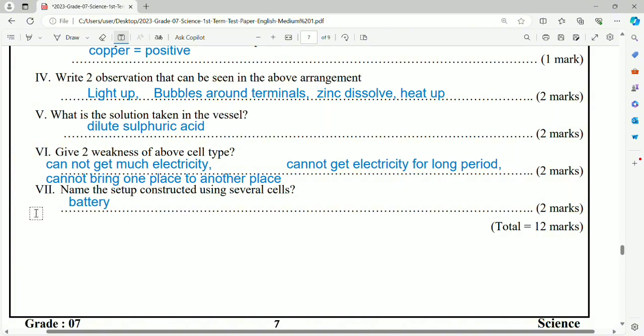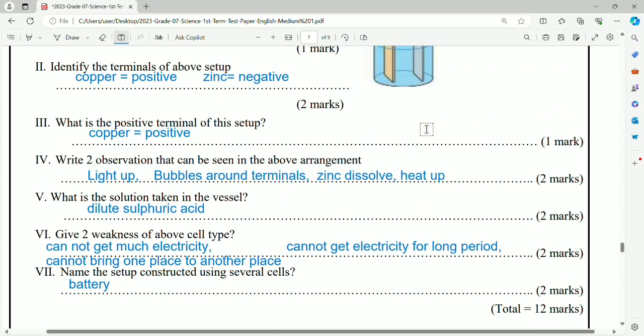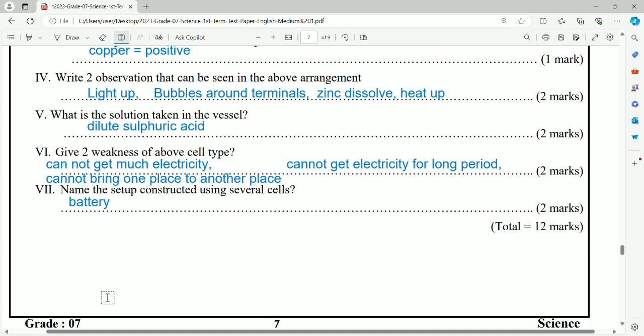Name the setup constructed using several cells. When several simple cells are connected, we call it a battery.